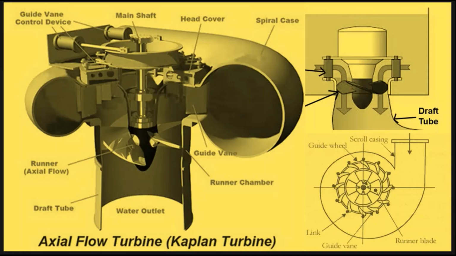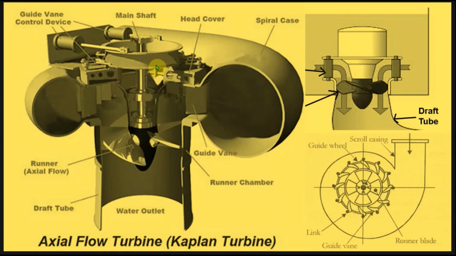Welcome to the 16th lecture on fluid machinery course. In this lecture, we will discuss Kaplan turbine, which is an axial flow reaction turbine, its constructional features and working principle, then the velocity triangle applicable for Kaplan turbines, and then finally a numerical problem.